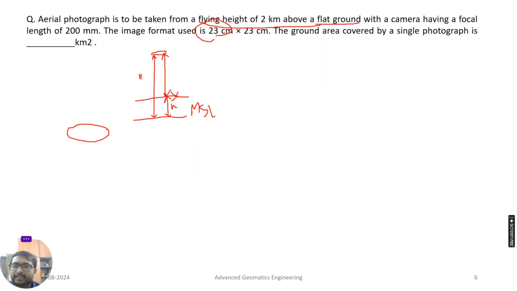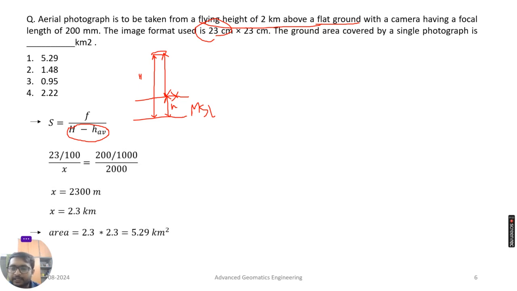Then we have a vertical photograph. Here it is the same question, but we have to find out the area. The catch is that instead of the average height, h minus h average is given as a separate variable. They have directly given us h minus h average by stating the flying height of 2 kilometers above flat ground, so we will use that directly. We need the focal length divided by 2 kilometers, which is 200 mm divided by 2 kilometers. When we simplify it, we'll get 2.3 kilometers, and to find out the area, we'll multiply 2.3 by 2.3, which will give us an answer of 5.29 square kilometers.